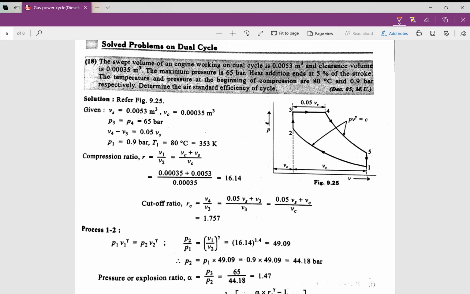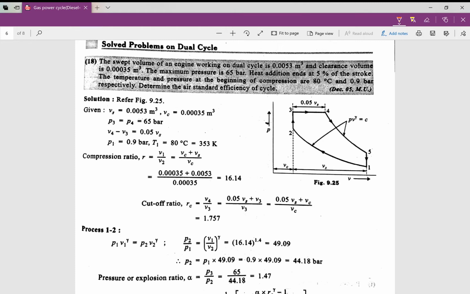We will see now numerical part based on dual cycle. The previous video lecture covered numericals on dual cycle, and a comparison between these three cycles, that is Otto cycle, diesel cycle and dual cycle, on three bases. So let us start solving numerical based on the last part of the cycle, that is dual cycle.